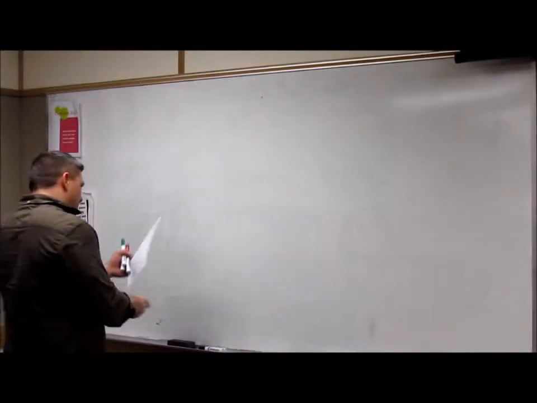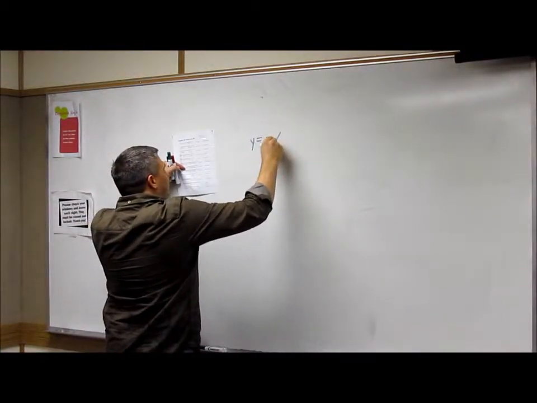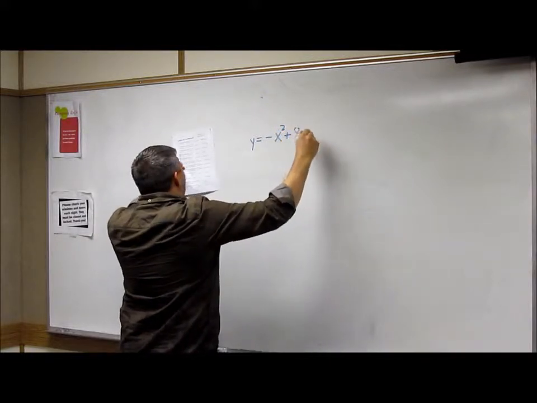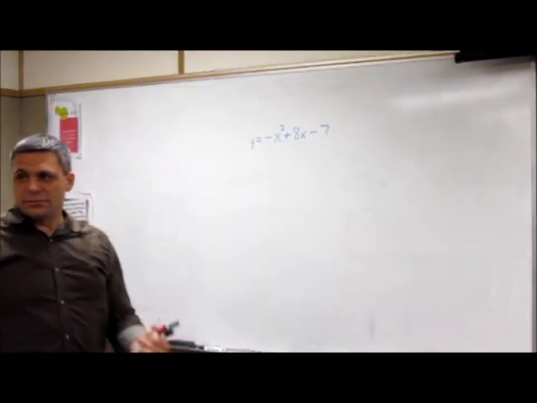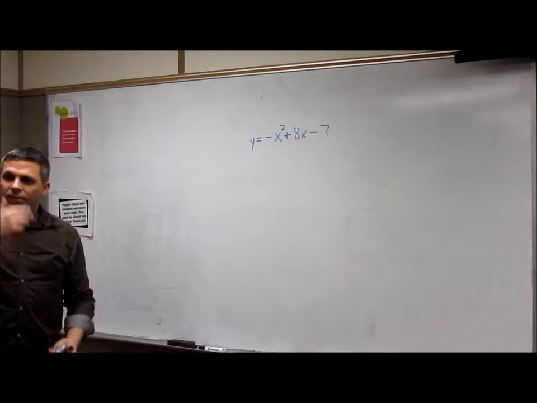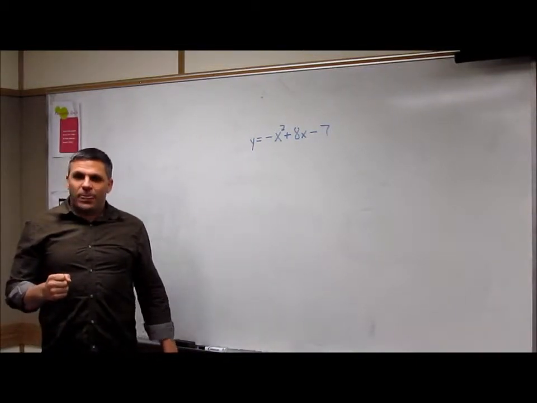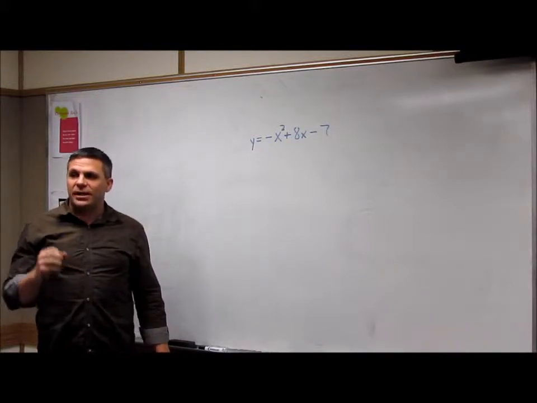Okay. How to graph a quadratic. So, let's say we're given a quadratic: y equals negative x squared plus 8x minus 7. And I want to graph this. Okay? The great thing about graphing this equation is it's not that difficult as long as you use the right points.